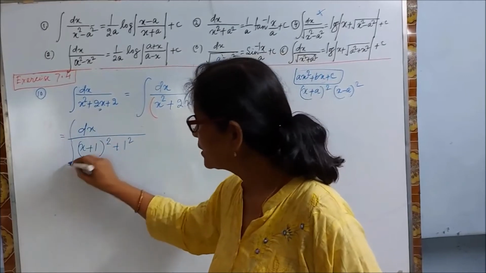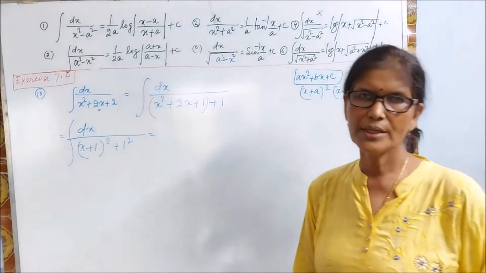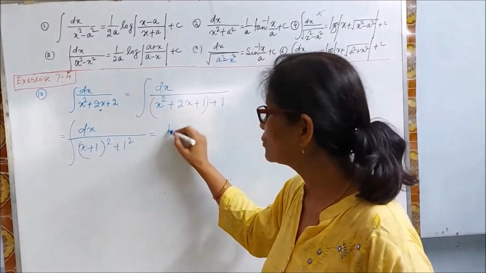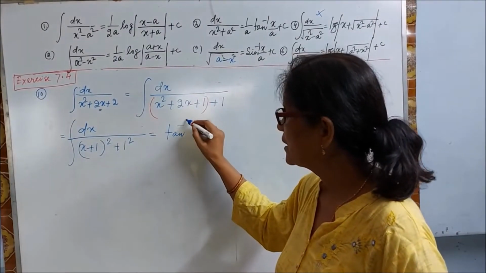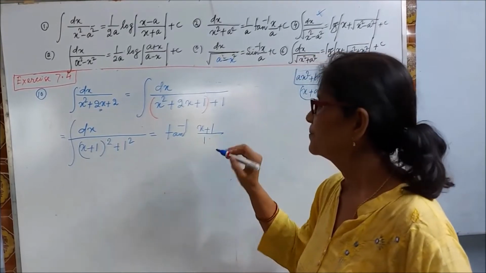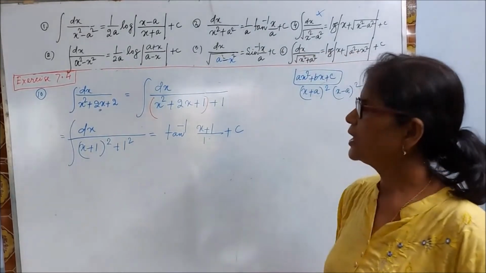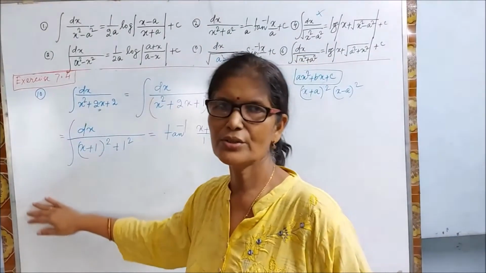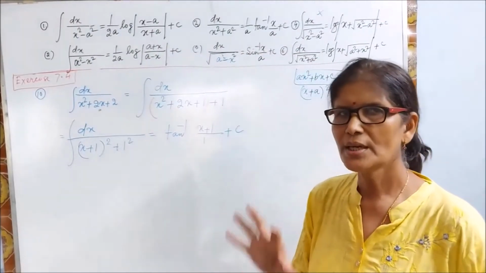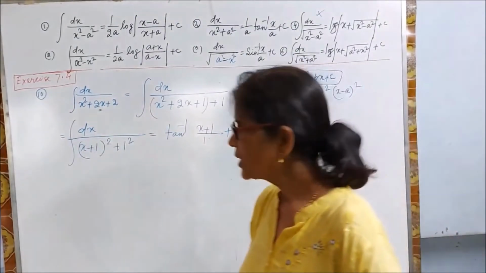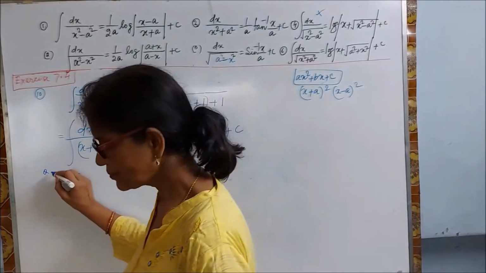And you are familiar with this function. You can write immediately the answer. It is tan inverse 1. So this will be tan inverse x. Now what is x? x plus 1 by 1 plus c. So this is the answer of this question. So from here onwards you will get all the questions where x will be there and you have to convert it to a whole square.